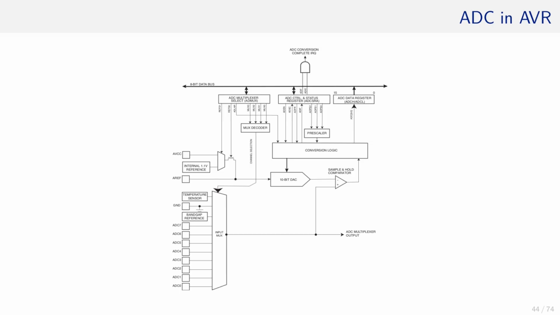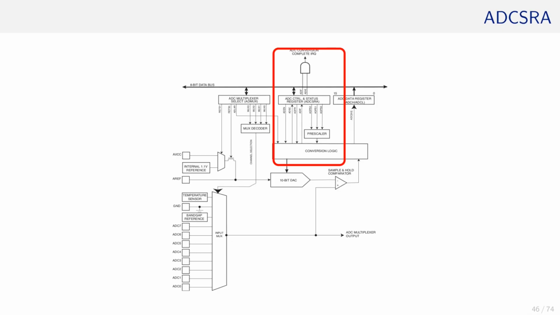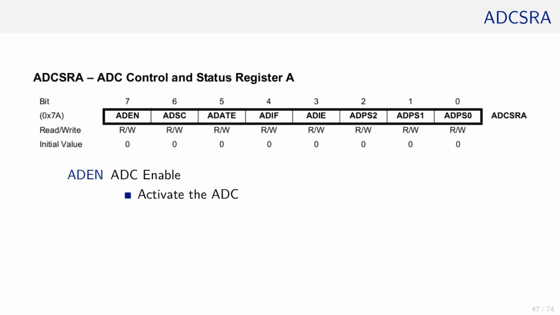That is all I have about the ADMUX, but we have more registers. We will move on to the ADC status and control register and have a look at what we can do with that. First, the ADCSRA. In its most significant bit, it is decided if the ADC is enabled or not. It is basically the main power switch.